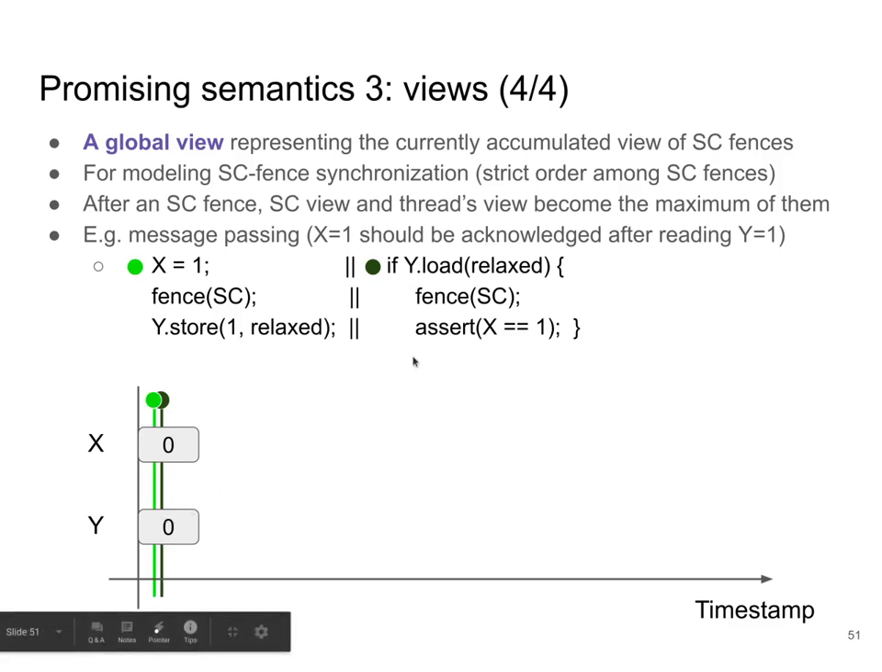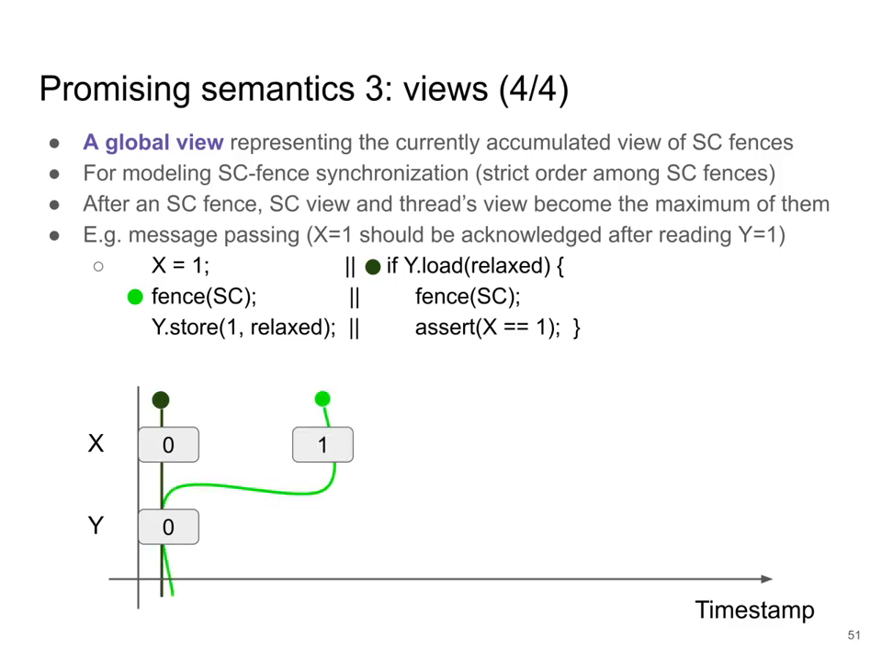Nothing happens, so the assertion is automatically satisfied because it is not executed at all. So we need to execute the first thread first. x equals 1 is appended to the memory, and the per thread view is updated. And then we execute an SC fence. At that time, we update the SC view with the per thread view. So the SC view is incremented to the per thread view of the left thread. That is the internal working of this.